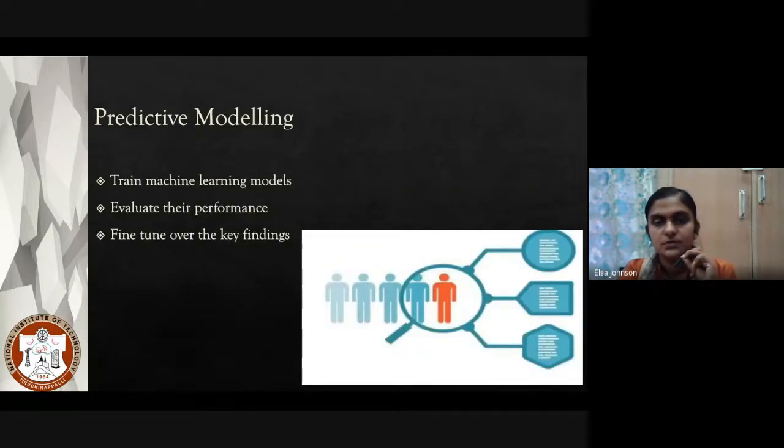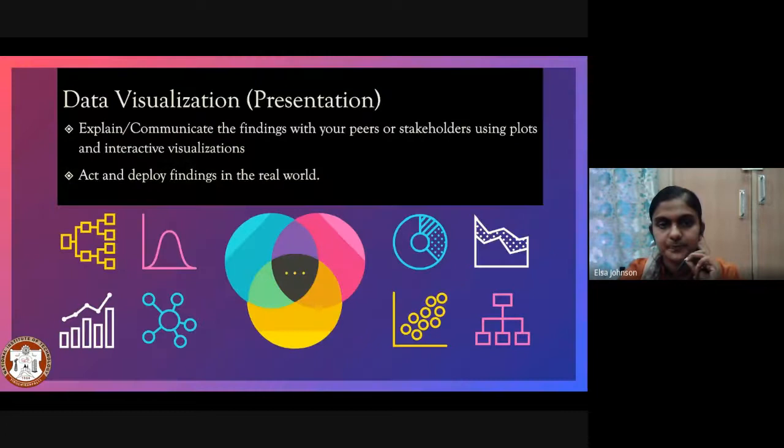Next is predictive modeling. This is where machine learning comes up. Using the data which we have visualized and feature engineered, we'll be training different machine learning models, and performance will be evaluated. After evaluating performance, we'll be tuning again, which is known as hyperparameter tuning. That tuning will be done, and again it will be evaluated. So this is known as predictive modeling.